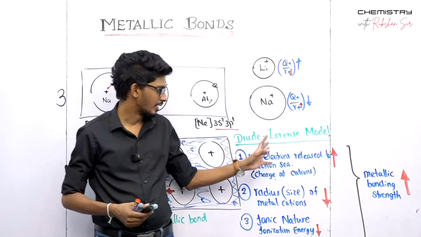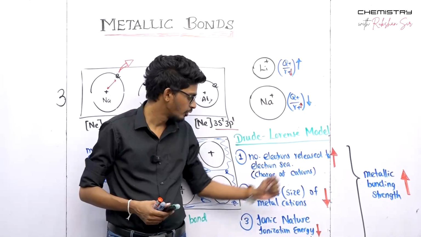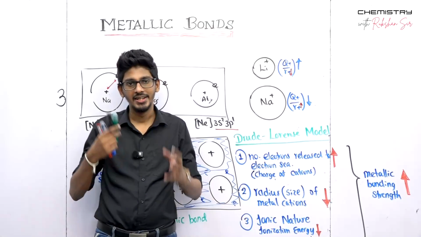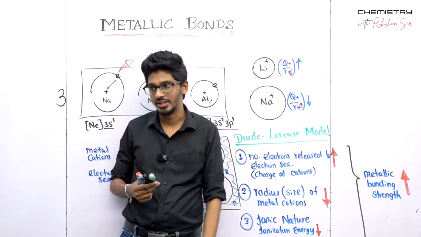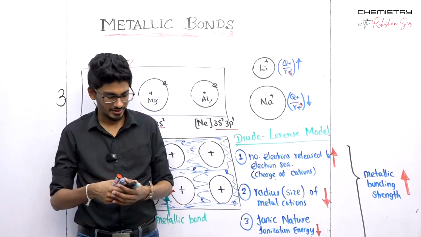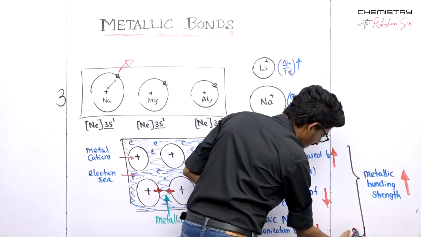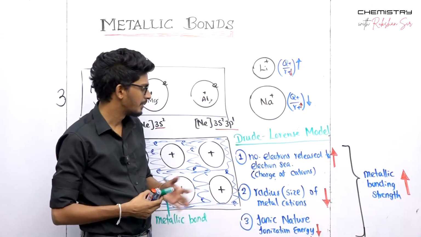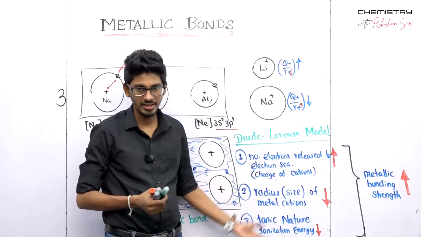So when the number of electrons to the electron sea is high, when the radius of the metal cation is low, or when the ionic nature of your metal atoms is low, your metallic bonding strength would be high, right? That is the simple idea here. These are the three facts affecting the metallic bonding strength. When you are supposed to compare two atoms, you should compare these things in this order.